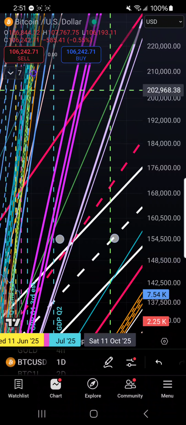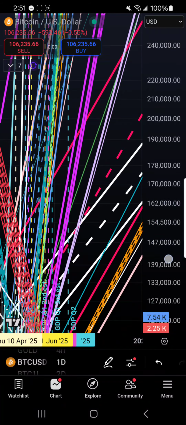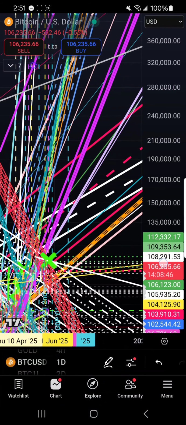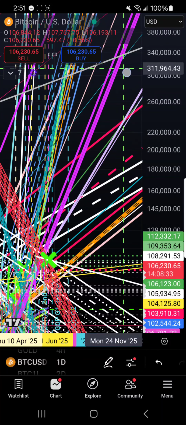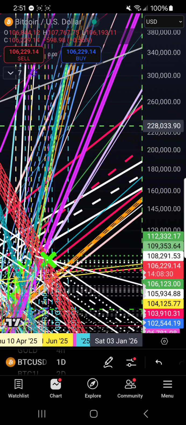Now, at that point, we will have completed that will be the wave 3 in the wave 5 extension. So then we will have a wave 4 correction at the end of this year. And then one more rally in 2026 for the final wave 5 within the wave 5. So that's what I think we're looking forward to.